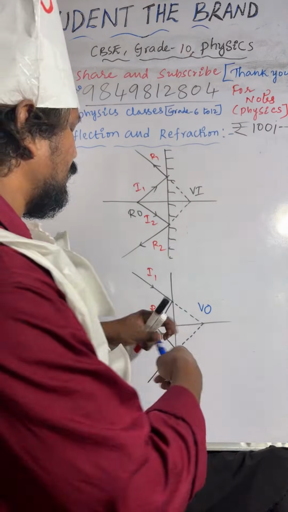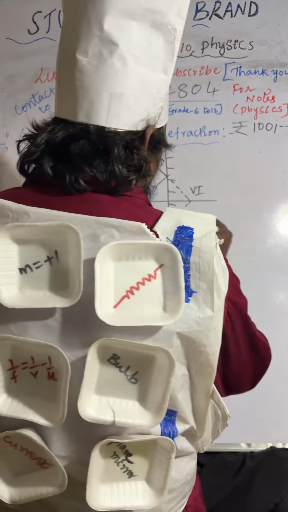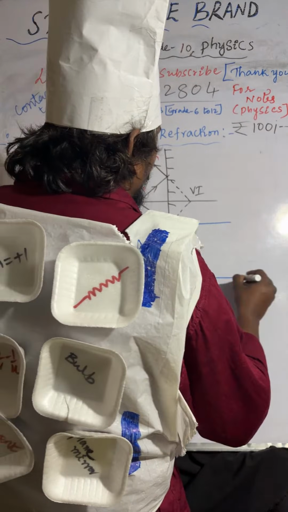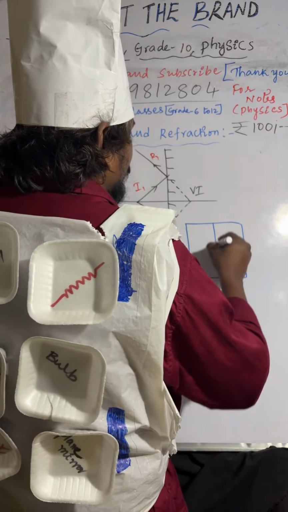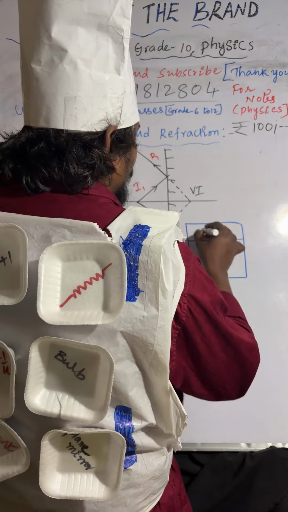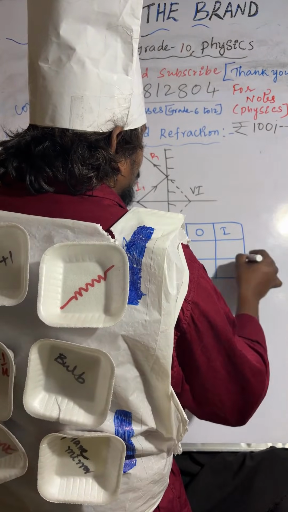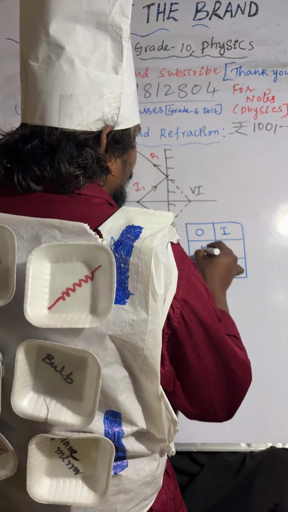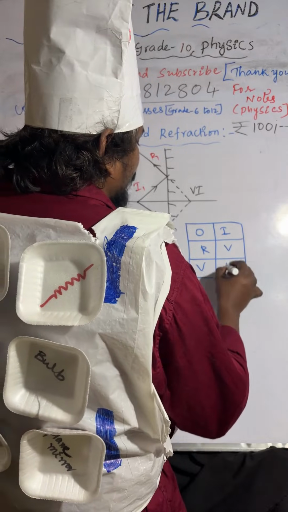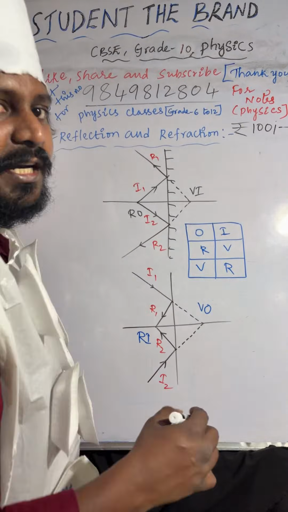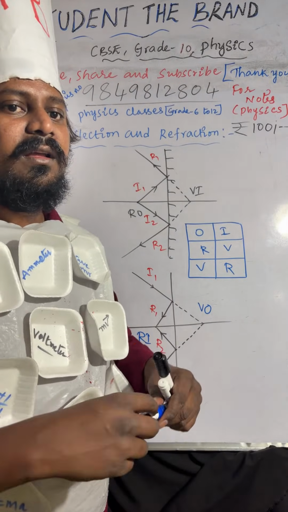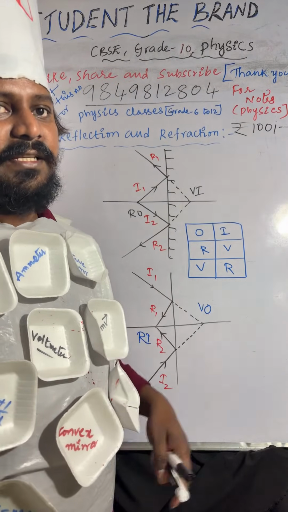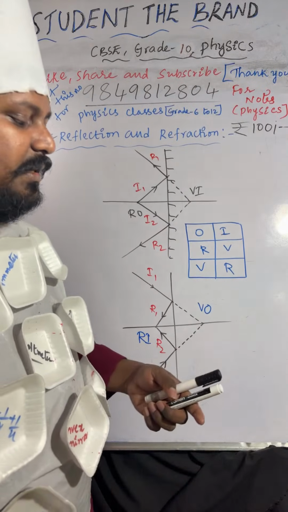So if you conclude, you can observe like this. Object and image. Object is real, image is virtual. Object is virtual, image is real. Okay, so that's enough.